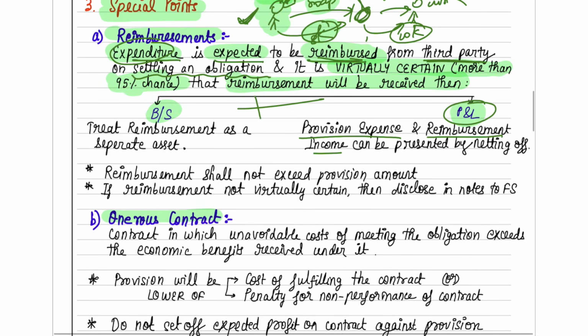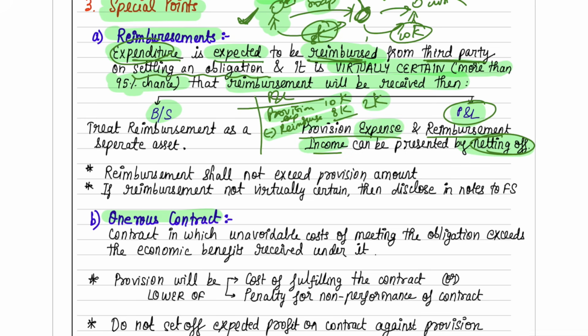So whenever you're preparing your P&L account, you're going to show the provision. Suppose you have made a provision for expenditure and that's coming up to 10,000 rupees. In that, you can show the reimbursement you are going to receive. So you can net it off and show it as minus reimbursement of 8,000, so a net of 2,000 you have to pay. But you have to show it separately. Please don't directly write it as 2,000 rupees. Show it as two different items: provision 10,000 minus reimbursement of 8,000, and 2,000 will be your net expense. So you can net it off and show. No need to show income and expense separately.